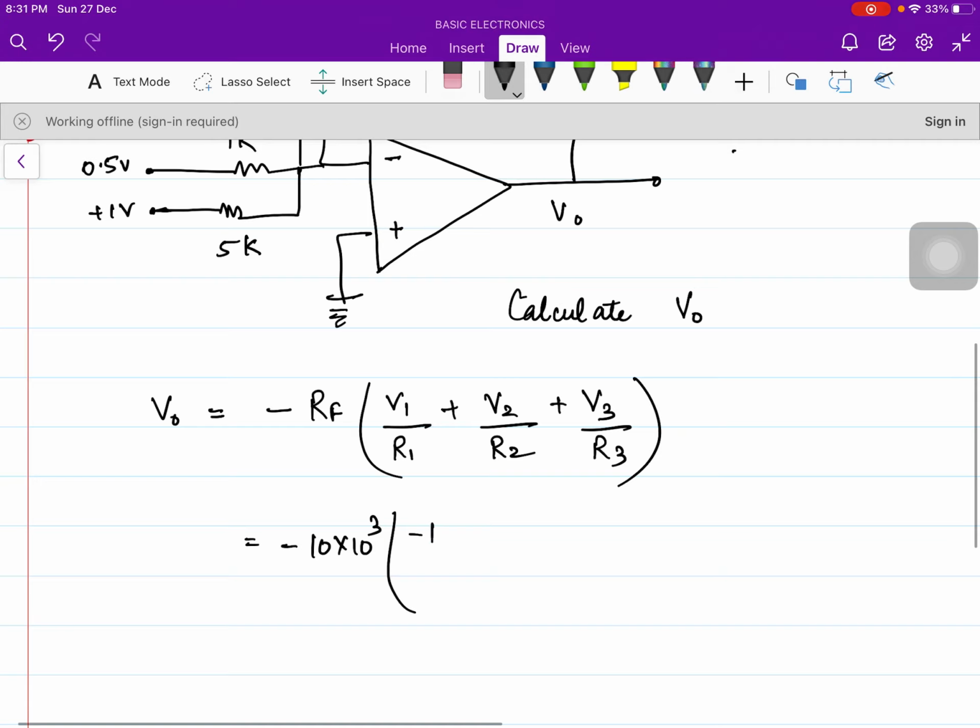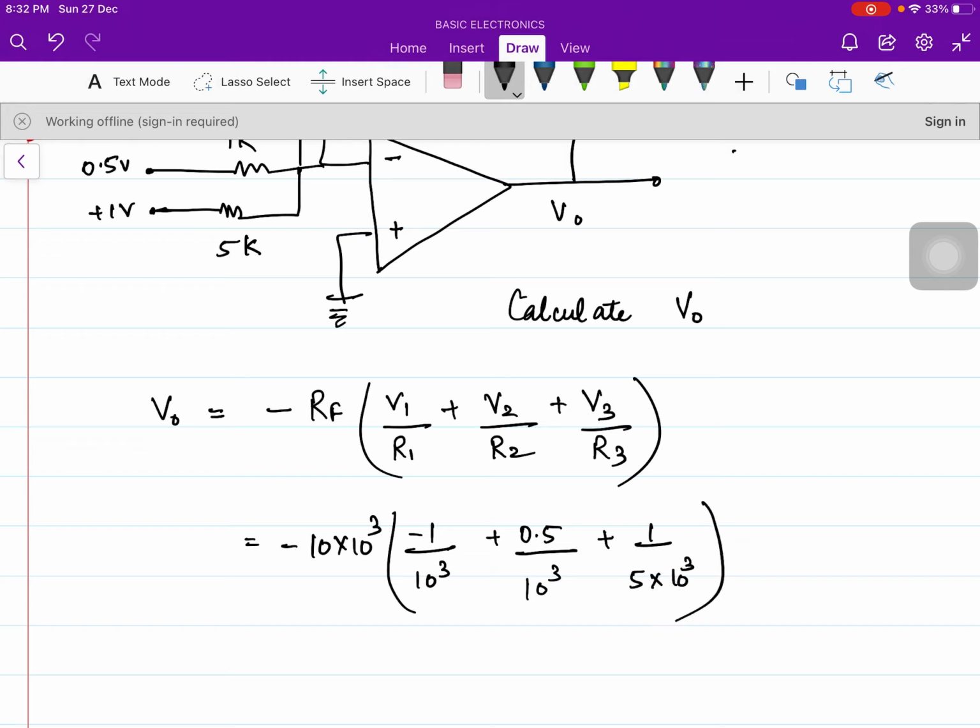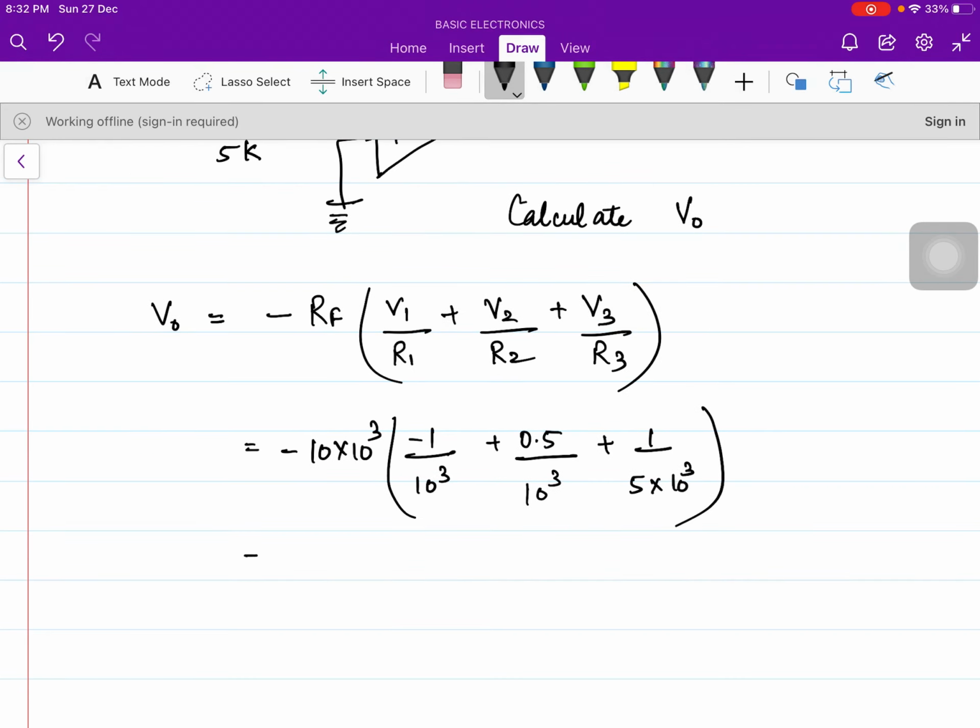Minus 10 into 10 raised to the power 3, times minus 1 upon 10 raised to the power 3 because it is 1 kilo ohm, 0.5 upon 10 raised to the power 3, and 1 upon 5 into 10 raised to the power 3. So we'll keep the voltages along with their signs, whatever is given in the question, and you just verify your answer. You will get from here plus 3 volt. So verify your answer, you will feel more confident.